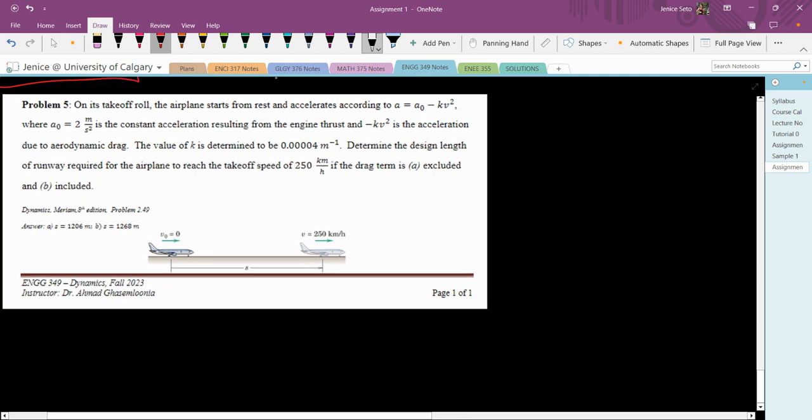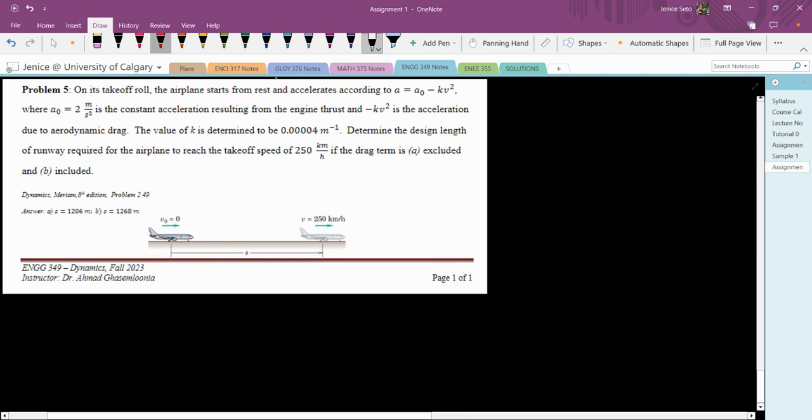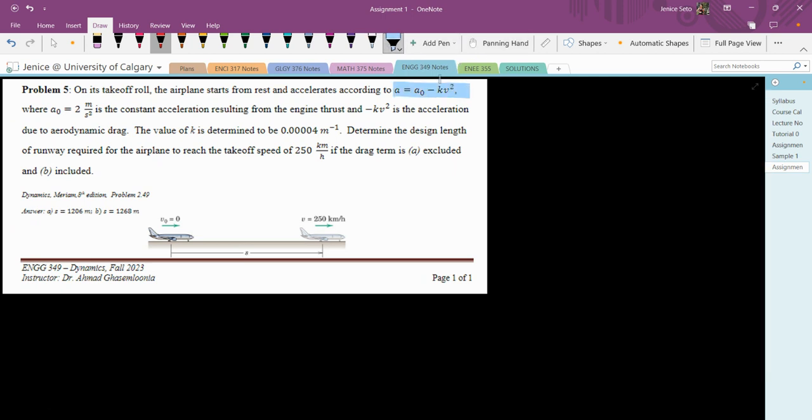So, problem 5. On its takeoff roll, an airplane starts from rest and accelerates according to this function here, where our a0 is constant, because that is the thrust from the engine, and this second term here is caused by aerodynamic drag, and you notice it's negative, so it's decelerating, which makes sense because the plane is working against drag. So we're given our value of k, and we want to determine the length of the runway that's required for a takeoff speed of 250 kilometers an hour.